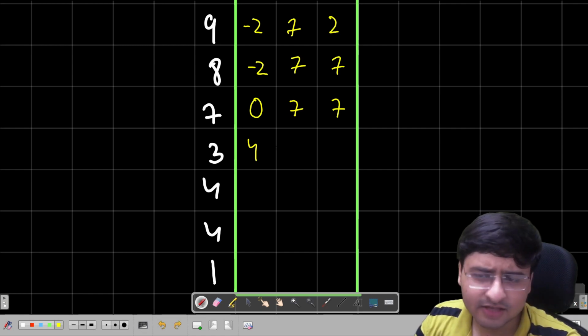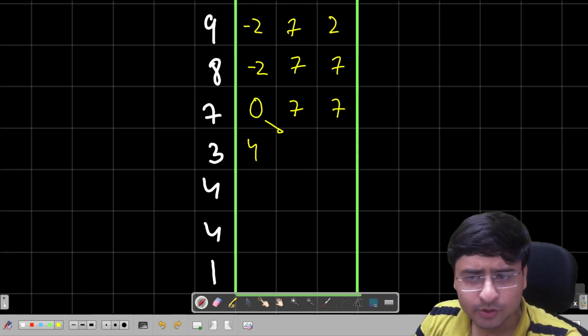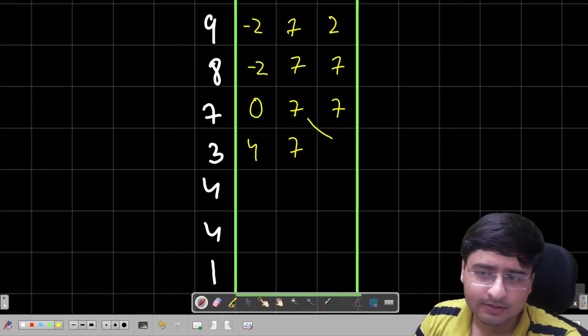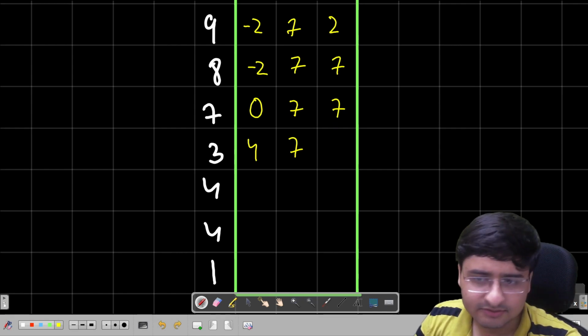In terms of selling, either I can sell today and make a profit of 3, or I can consider the previous sell state, and I'm definitely going to consider the previous sell state because there I'm having more profit. For the cooldown state, I'm going to consider 7.